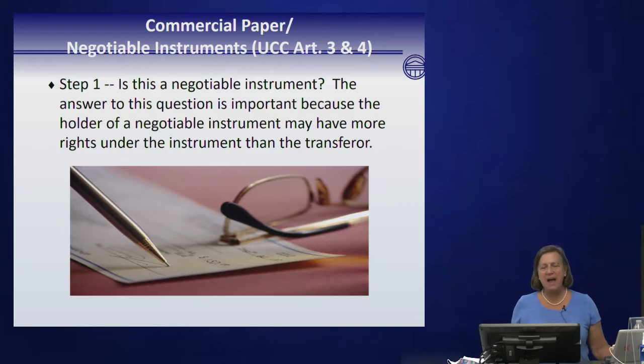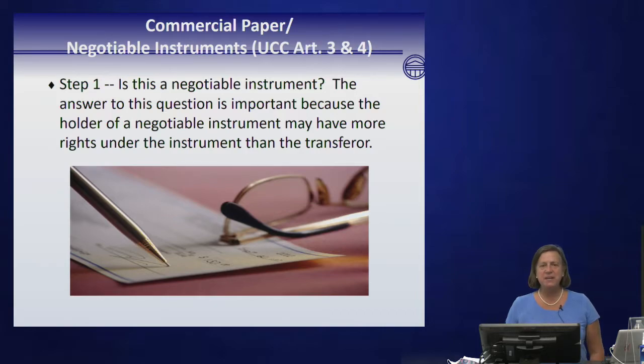So I've taken commercial paper, aka negotiable instruments, and created a 2-part lecture. Step 1, we're going to determine whether something actually is a negotiable instrument. So what are the requisite attributes to become a negotiable instrument? And the answer is important, because the holder of a negotiable instrument may actually have more rights under that instrument than the transferor. The next slide is an example.